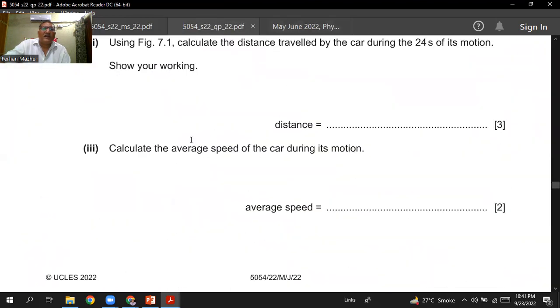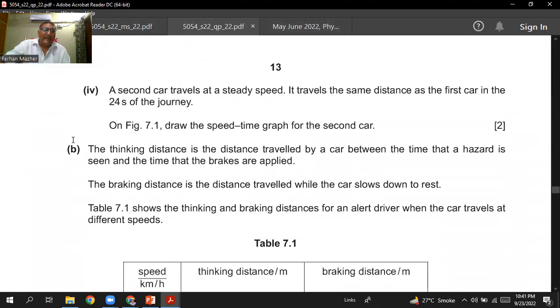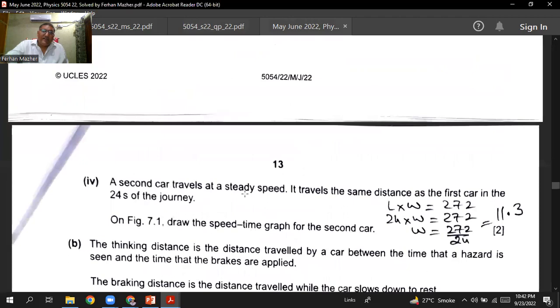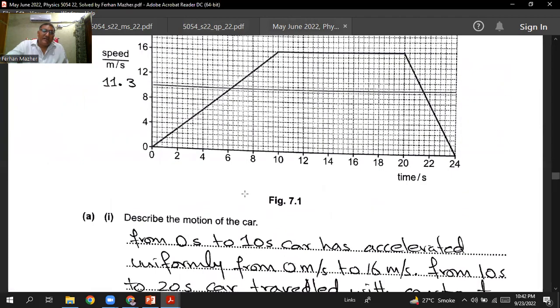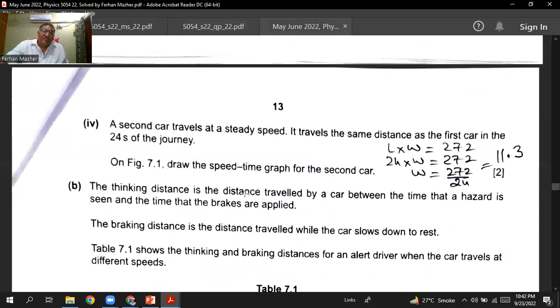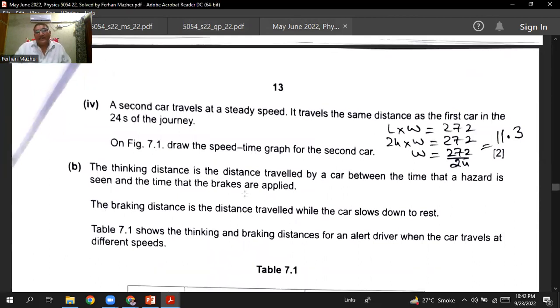Okay, so the next question they are asking is, a second car travels at a steady speed. It travels the same distance as the first car in the 24 seconds of the journey. On figure 7.1, draw the speed-time graph for the second car. For the second car, it covered that distance in 24 seconds, but that car moved at a steady speed. So the graph will be a straight horizontal line, but I don't know how much its speed will be.